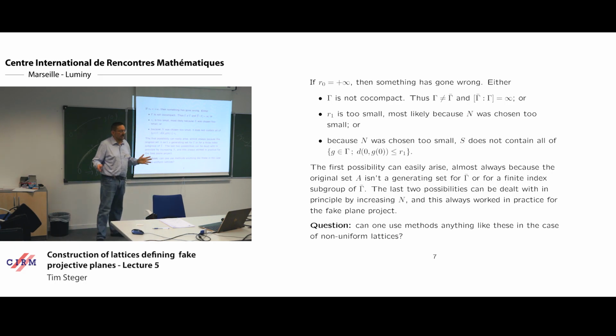So the first possibility can certainly happen. In fact, it did happen in a couple of cases. And the reason for that was just that the original set A wasn't really a generating set. And if that happens, then this group is most likely not co-compact, and so nothing was going to work. So a quick criterion for success is that at least R0 has to be finite. But for these other two things that can go wrong, you can try to correct it just by doubling n and trying again. And in fact, this always worked for this project.